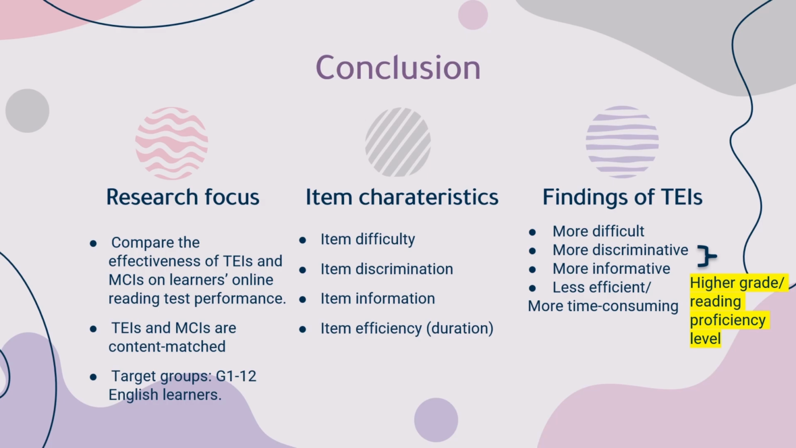After evaluating these 4 item characteristics, item difficulty, discrimination, information, and efficiency, the findings show that technology-enhanced items are generally more difficult than multiple-choice items. Moreover, they are more discriminative and more informative at higher grade or reading proficiency levels. But they turn out to be less efficient, or in other words, more time-consuming than multiple-choice items.